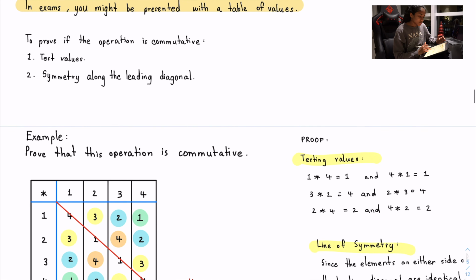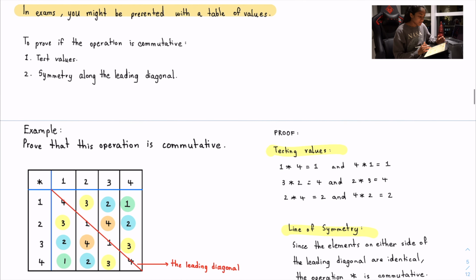Great. So in exams, you might be presented with a table of values, and they might ask you to prove if the operation is commutative. And there's two ways we can do this using the table. The first way is we can test the values, and the second way is we can look for symmetry along the leading diagonal.